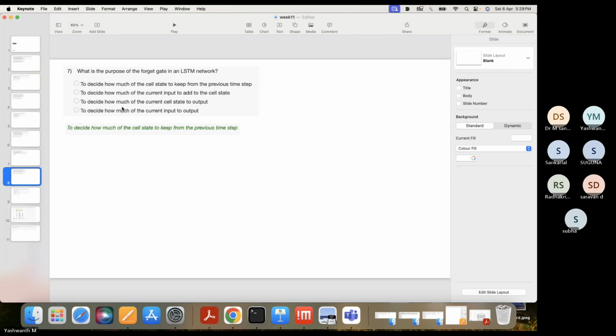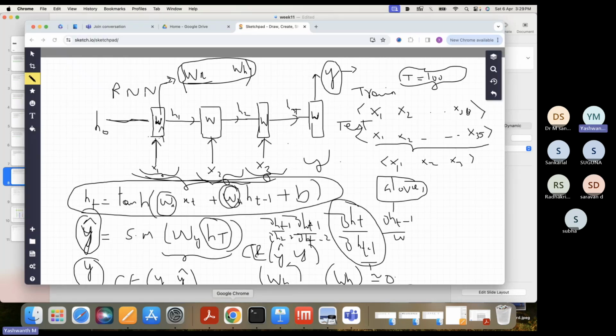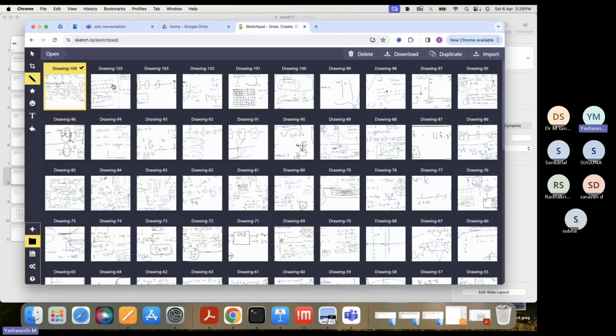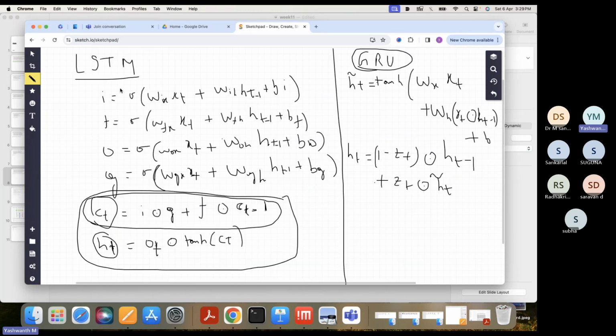Yeah, what is the purpose of the forget gate in an LSTM network? Just simple. It is to decide how much cell state to keep. You just have to know these equations to answer this, right? So this is the forget gate. This allows how much cell state information to be propagated into the current step.